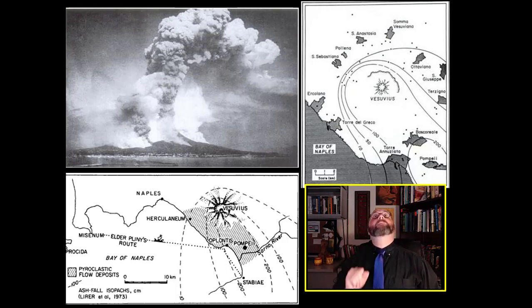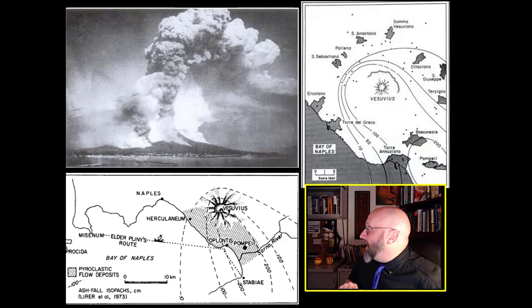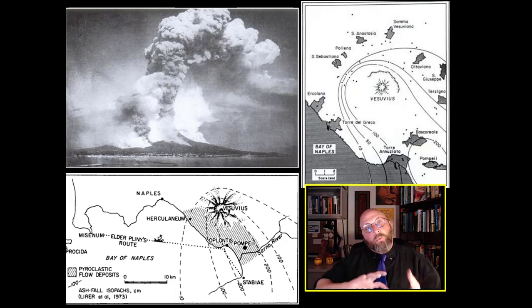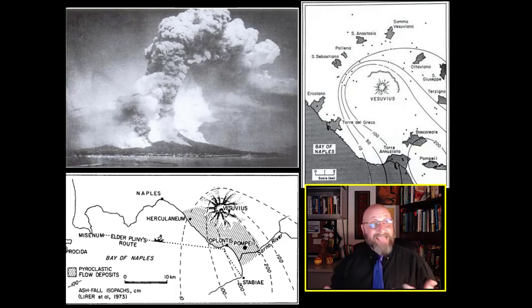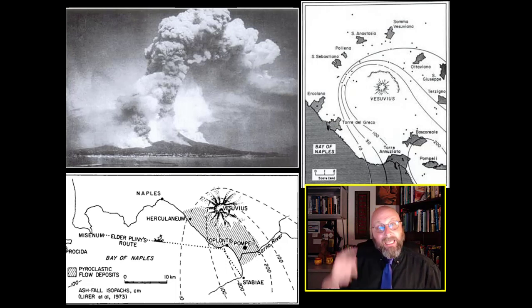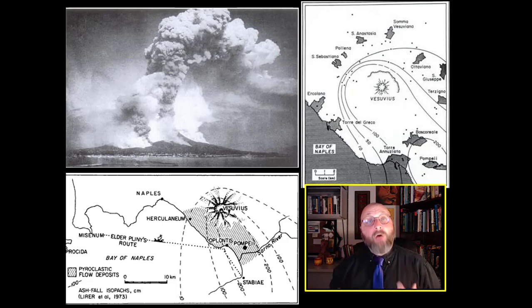But you can see from the map above me and the map on the left that these are the wind patterns from the 79 AD eruption. And as you can see, modern geology has in fact largely confirmed Pliny's account. Pliny had a sharp eye and an active mind, and he accurately recorded how the volcano erupted over time.